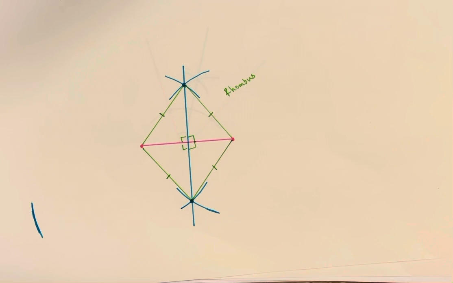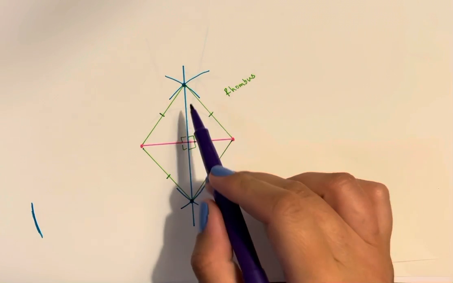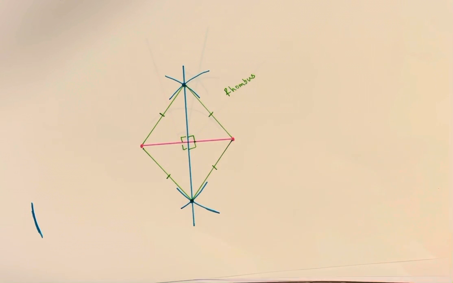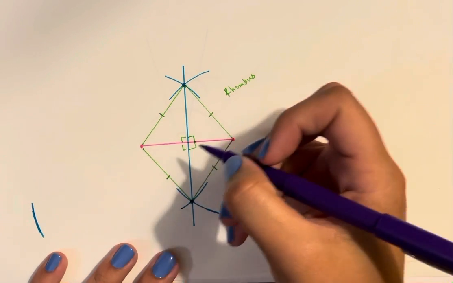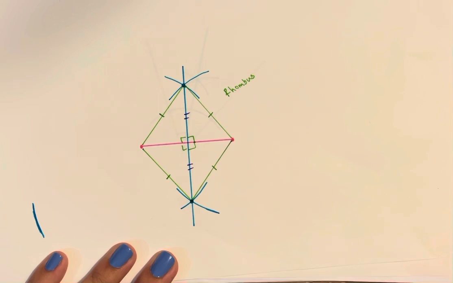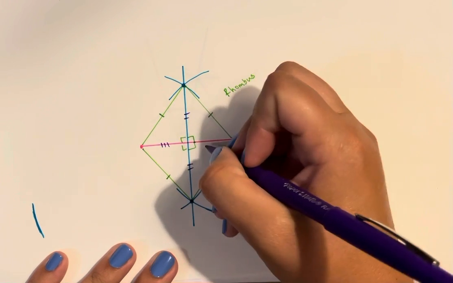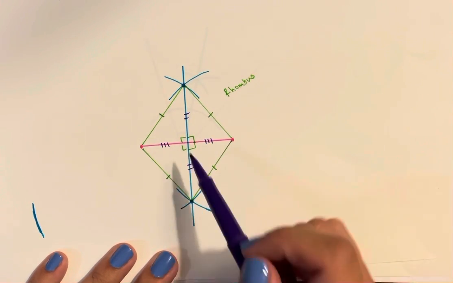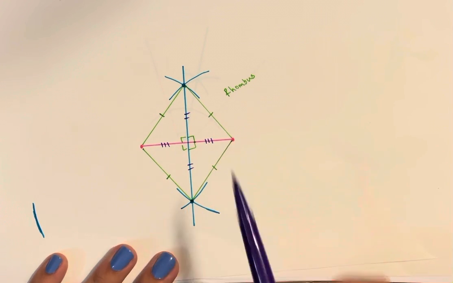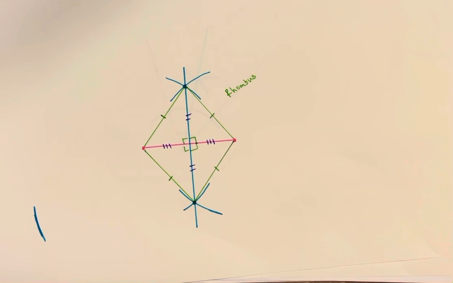We also know, let me get another color, we'll go with purple, that in a rhombus, as is true with any parallelogram, the diagonals bisect each other, which would make these 2 segments congruent and these 2 segments congruent. So it is in fact bisecting the pink original segment that we had.